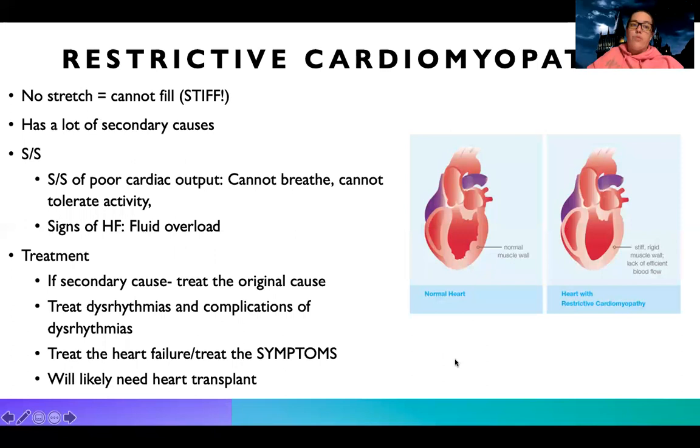So last but not least, there's restrictive cardiomyopathy. And when you're thinking of restrictive cardiomyopathy, think of no stretch and a very stiff wall. So this one, it's not too thick, it's not too thin. The problem is it's stiff. And because it's stiff, it cannot fill the way it should.